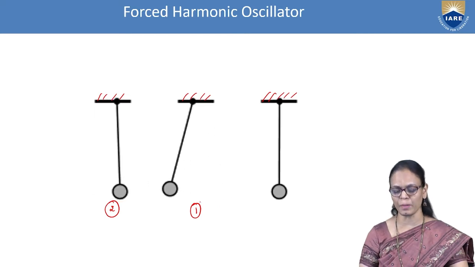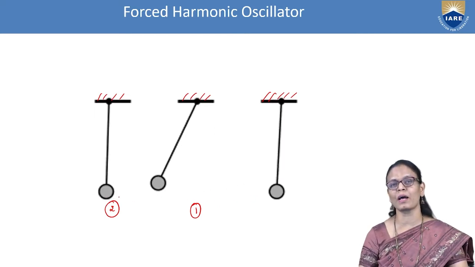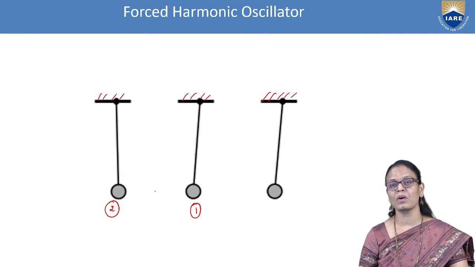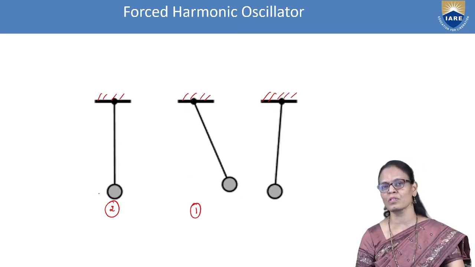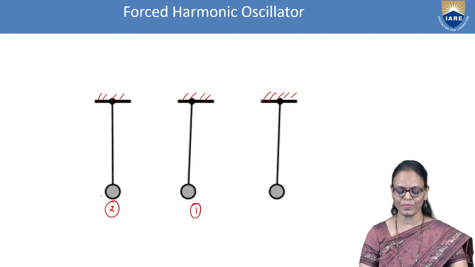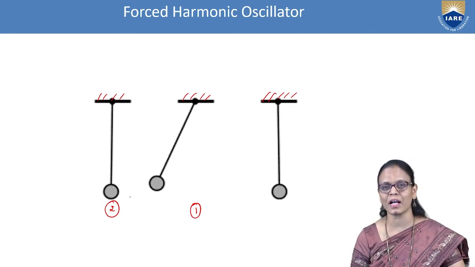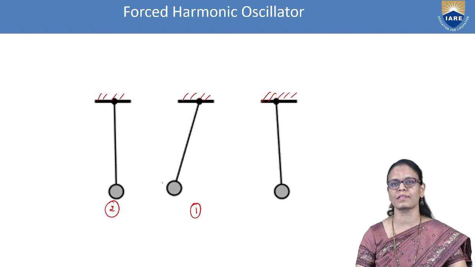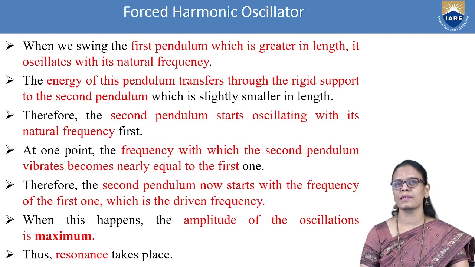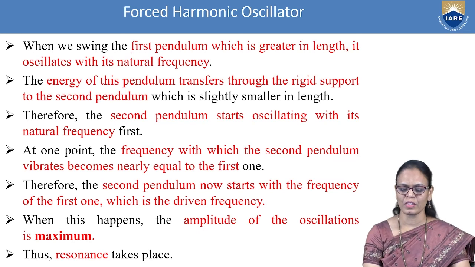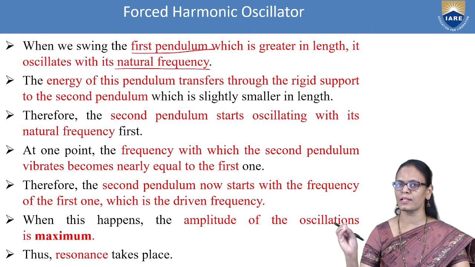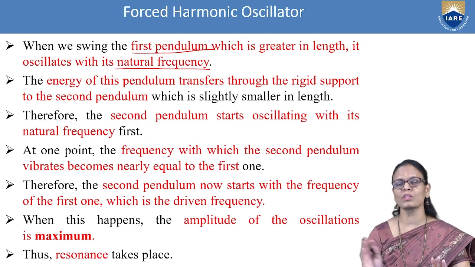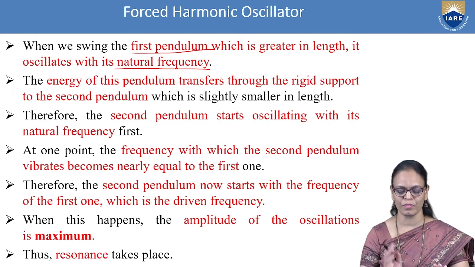You see here, initially it was vibrating with a very small amplitude, but as the oscillations move on, whenever the external periodic force matches with the natural frequency, it will start oscillating with a greater amplitude. That is the phenomenon of resonance. So let us understand what we are seeing here. We swing the first pendulum, which is greater in length. It will oscillate with its natural frequency because we are not applying any external force. We are just displacing it from the mean position and leaving it.